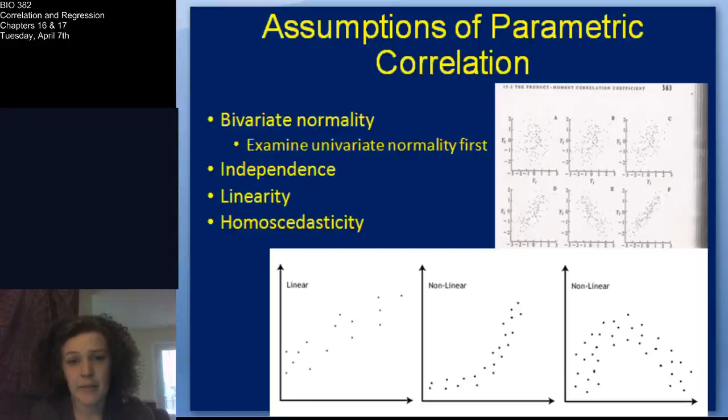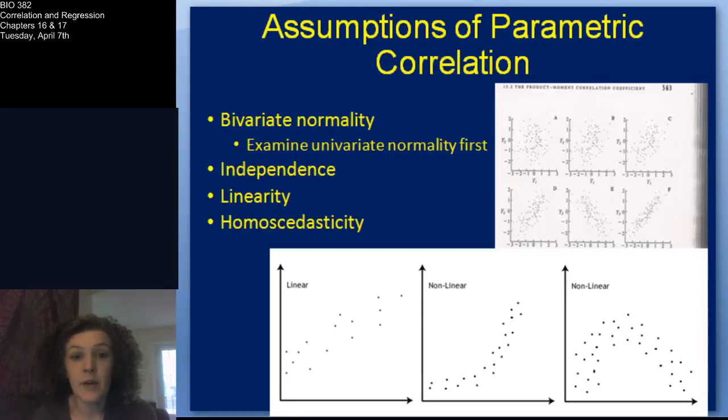And you did that the same way we've been doing it with histograms and normal QQ plots, all right? You could run our Shapiro-Wilk test. So that's the first assumption, bivariate normality. Correlation assumes that the data are independent, all right? Just as you've seen before with many of the tests that we've done.